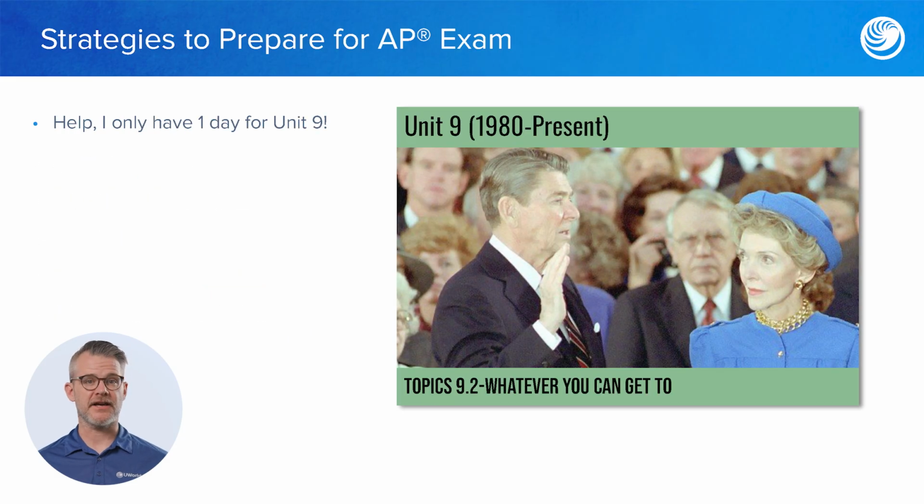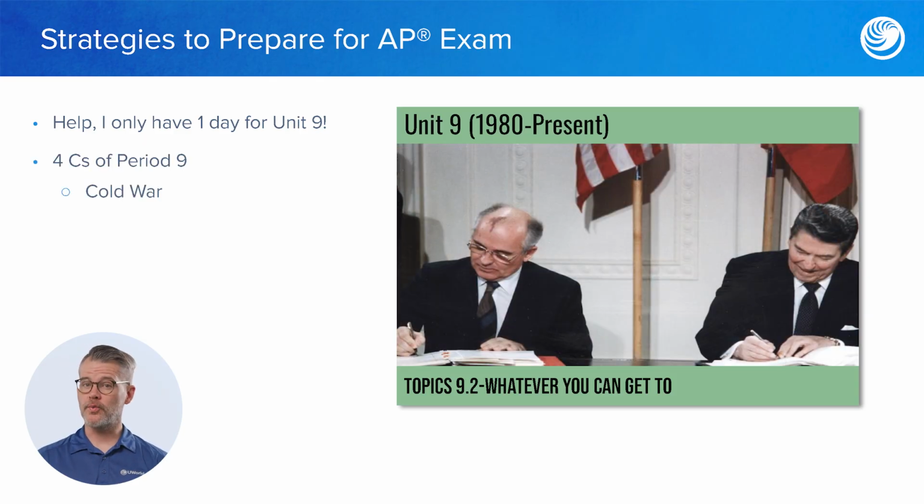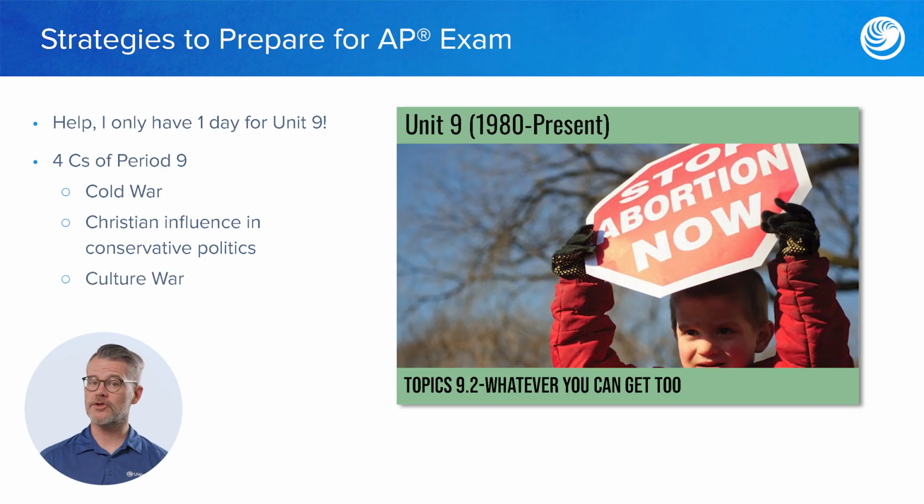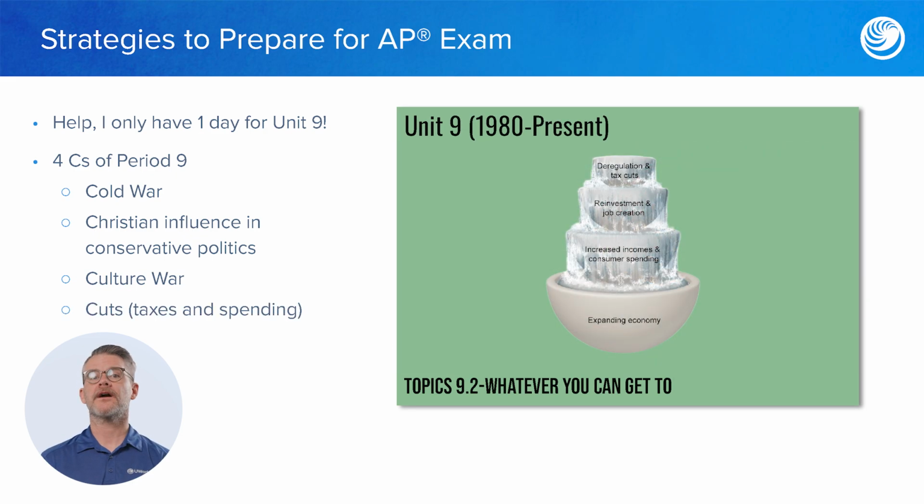You've made it to the finish line, Unit 9. By now, time is tight, so here's how to keep it focused. Think of Unit 9 in terms of the 4 C's. 1. The Cold War, the end of it, and America's role as the lone superpower. 2. Christian conservatism, the rise of the religious right and its influence on politics. 3. The Culture War, debates over gender, race, rights, and identity from the 1980s forward. And 4. Cuts, reductions in taxes and government spending that define conservative economic policy.